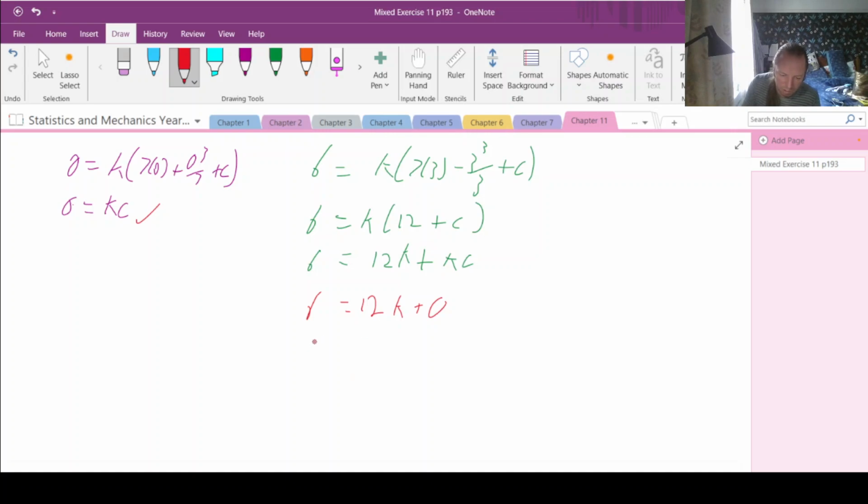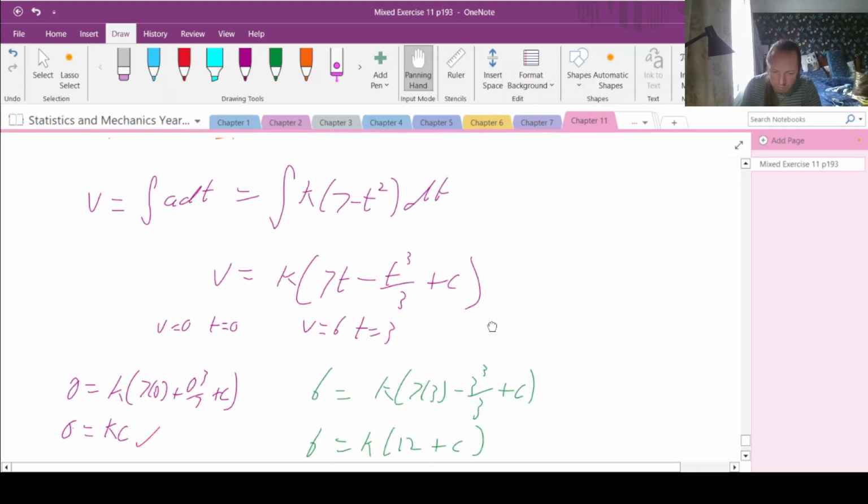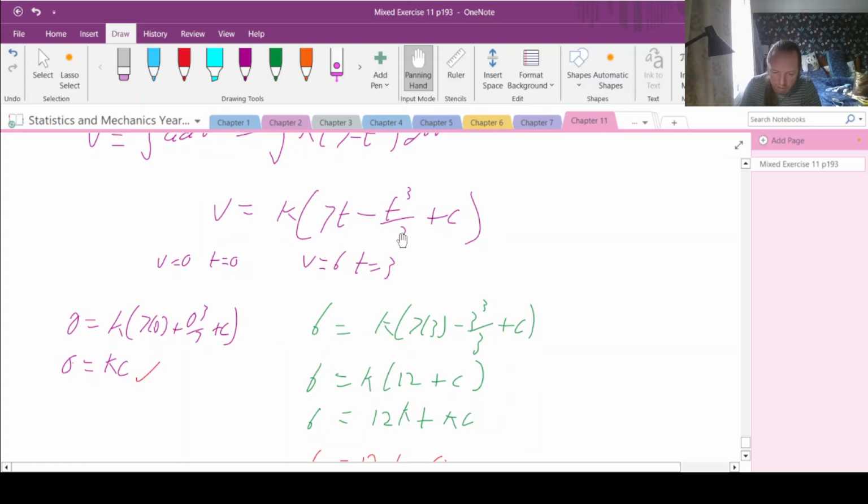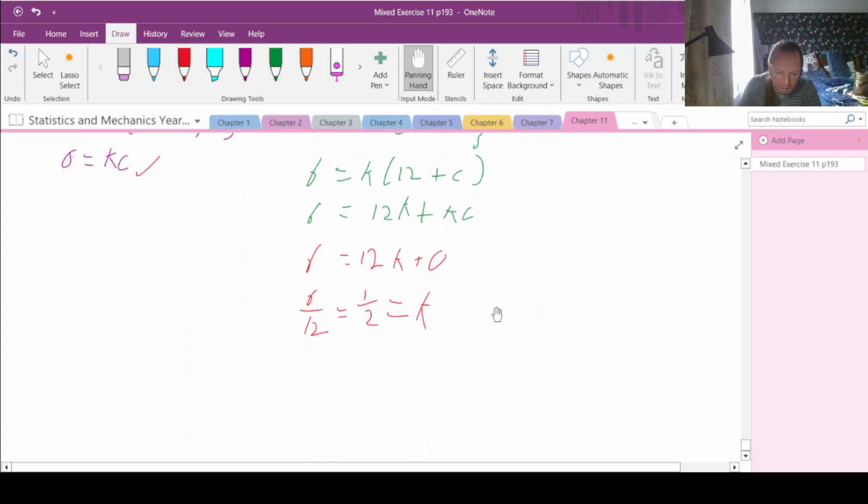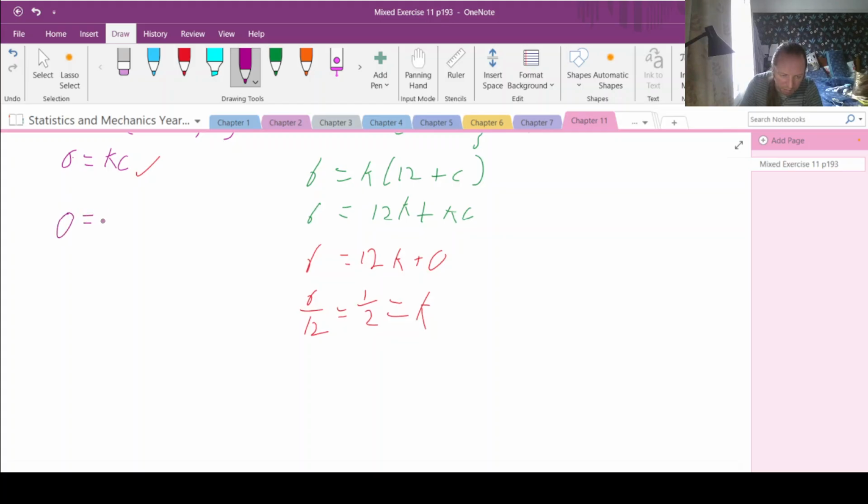And so 6 over 12, which is equal to a half, is equal to k. So that brings me down to my original velocity equation now. Oh, I haven't found c yet, have I? Now that I know k is a half, to make kc equal to 0, I can put in 0 equals a half c, so c equals 0.